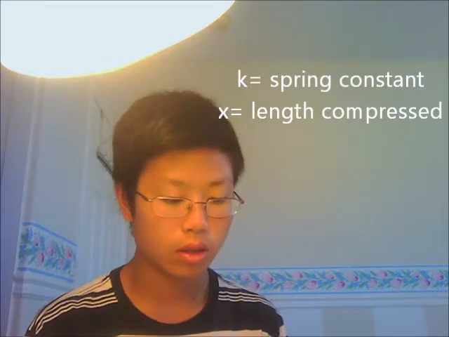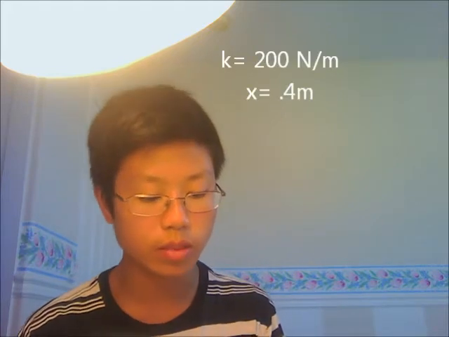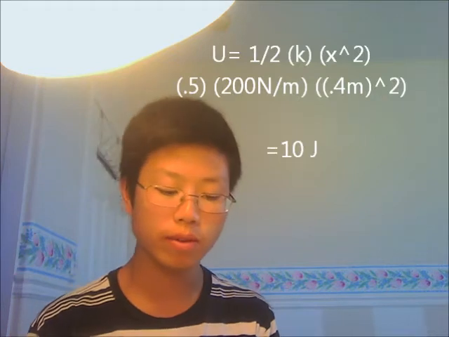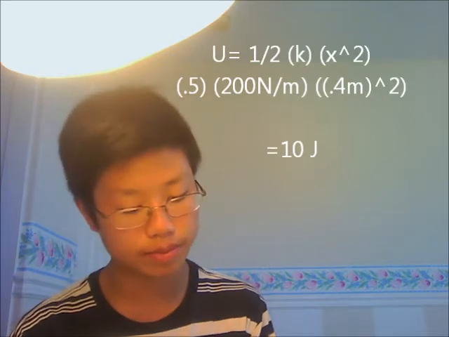To find the energy stored in the spring at the maximum compression, we can simply use our equation for potential energy in a spring, which is 1/2 kx squared, where k is the spring constant and x is the distance the spring is compressed. The problem tells us that the spring constant is 200 newtons per meter and the maximum compression distance is 0.4 meters. Simply plugging these values in will give us a value of 10 joules, the unit for energy.